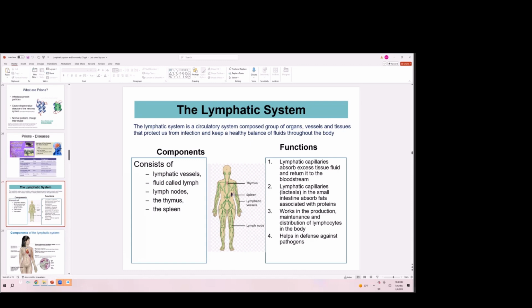The lymphatic capillaries, what do they do? They absorb excess tissue fluid, and then return some of it to the bloodstream. The lymphatic capillaries, called lacteals, are smaller. When we talk about capillaries in blood vessels we say capillaries, but here they're lacteals. Some of them absorb fat and some proteins. They also have a distribution of white blood cells called lymphocytes, with the lymph nodes having a bunch of them. It's almost like a garrison that has all of these white blood cells. They help defend us against pathogens.